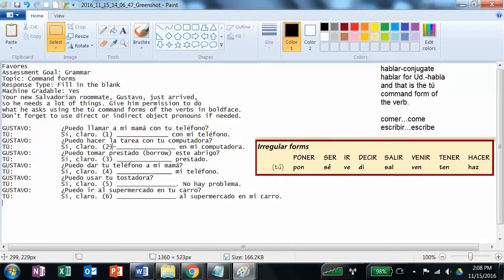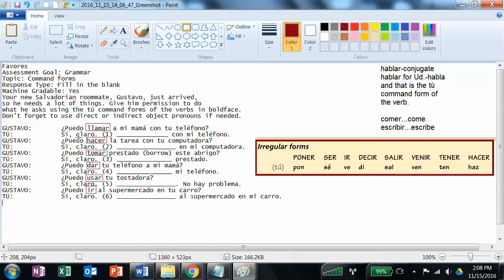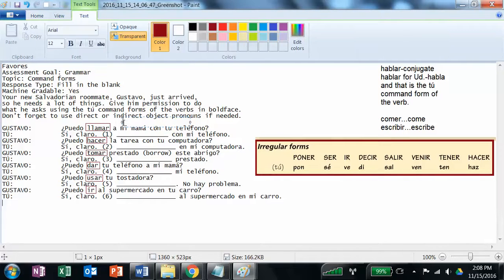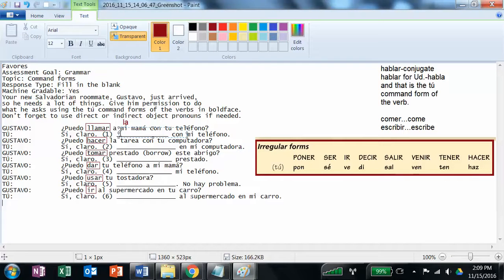So, ¿puedo llamar a mi mamá con tu teléfono? Sí, claro. You're probably going to need to say call her here. So this is actually adding in another piece. Call her would be, you're going to need your direct object pronoun, which is la, because who's being called is the mother. Okay, so then we're going to take our llamar, and then the usted form of llamar is llama.